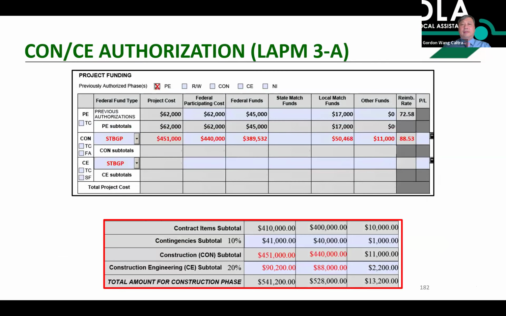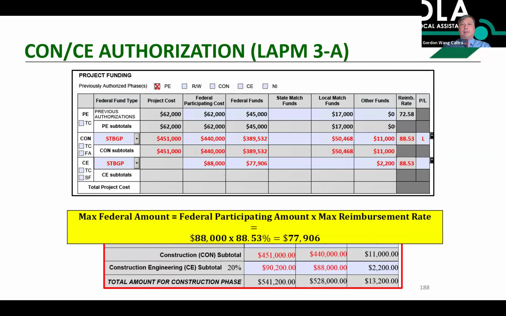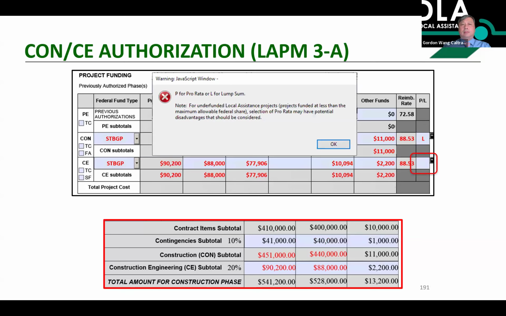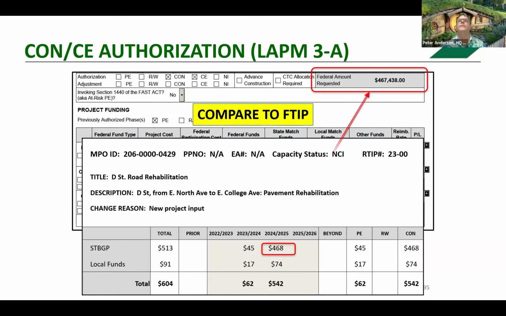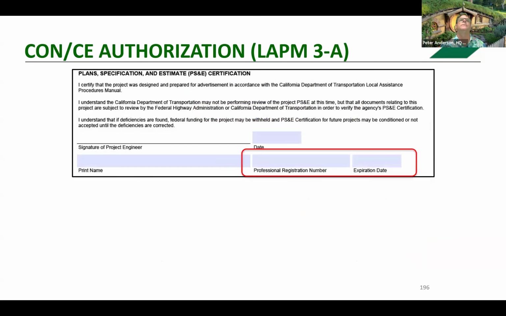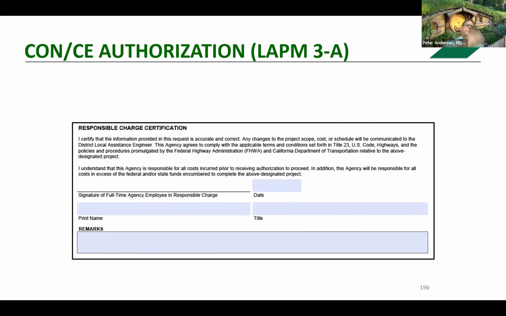So you see, here's our form compared to the FTIP. Boom, we're good. Certification. So again, like the PE, the person in responsible charge has to sign again.